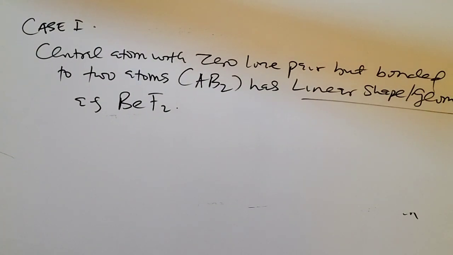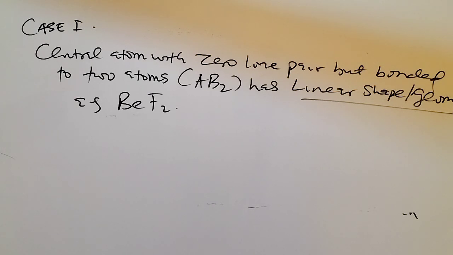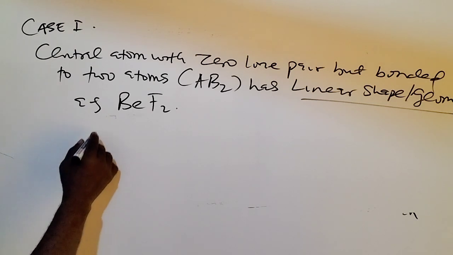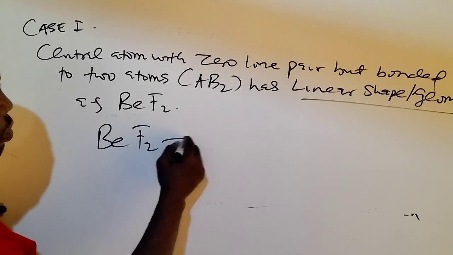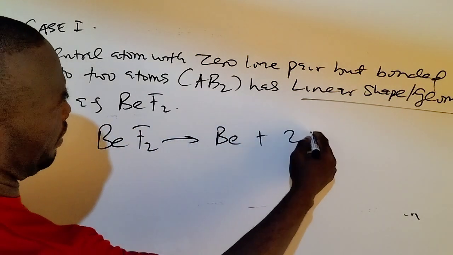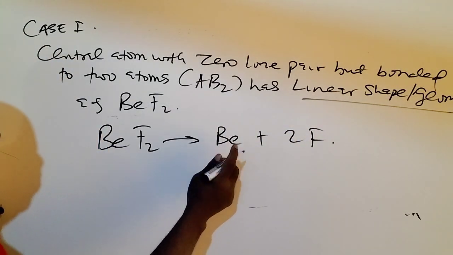So the first case we're having here is a central atom with 0 lone pairs, but bonded to 2 atoms, with the formula AB2, where A is the central atom and B2 are the 2 atoms bonded to it. So any molecule of this nature has a linear shape or geometry. Example, BeF2. Look at that molecule. BeF2 consists of beryllium and 2 fluorine atoms. Beryllium is the central atom.